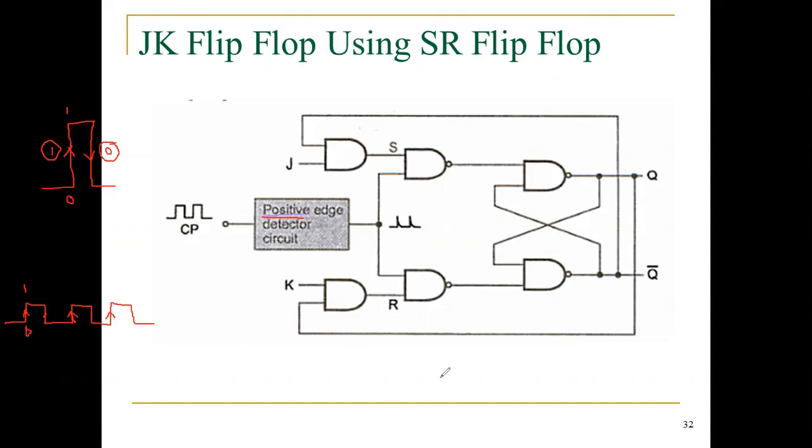This is called positive edge triggering. Okay, so I think you are now clear. Now, initially I made the assumption here as a 0. It means that initially I assumed negative edge triggering is there.